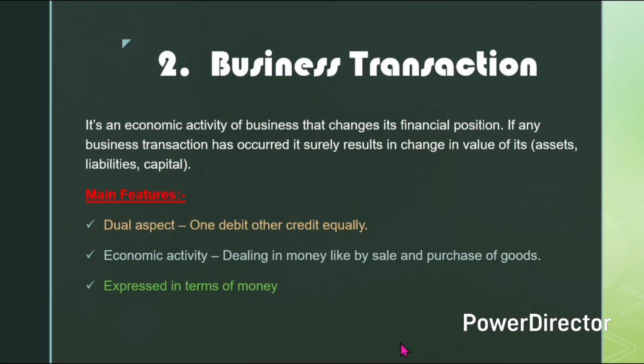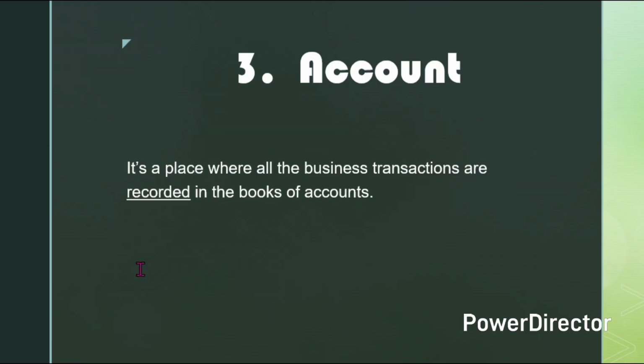Next we have business transaction. It's any economic activity that changes the financial position of a business. For example, buying goods and selling products or paying wages. So let's see the main features of a business transaction. First, it has dual aspects. It means if one side is debited, then the other side is equally credited. Second, it's an economic activity dealing in money, like the sale and purchase of goods. Third, every business transaction is one which can be expressed in terms of money.